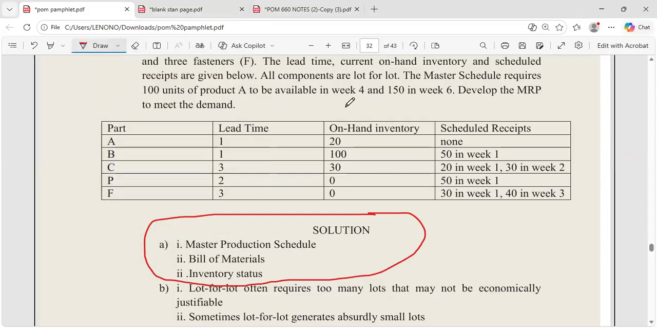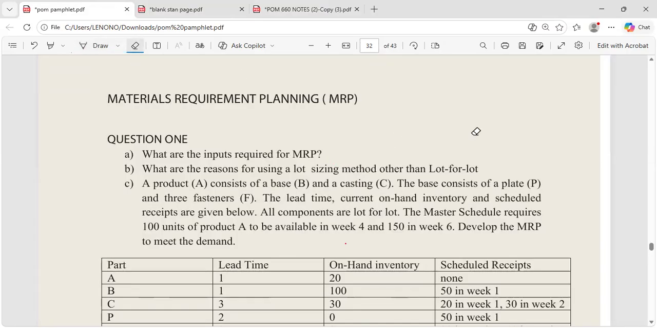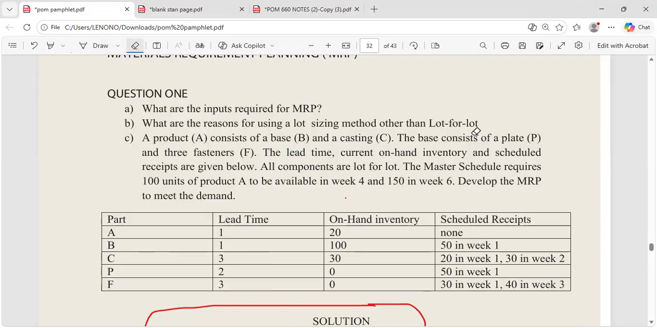So what is the other question now? What are the results for using a lot sizing method other than lot for lot? Do you remember what I mentioned about lot for lot? Lot for lot is used for only perishable goods. You can't harvest your maize, the fresh ones, in bulk when there are no customers. They'll go bad. So the other ones are better.